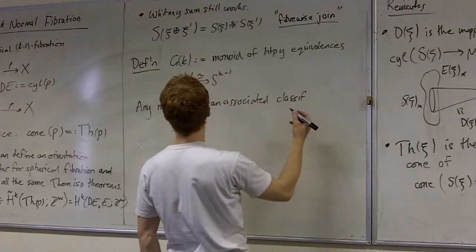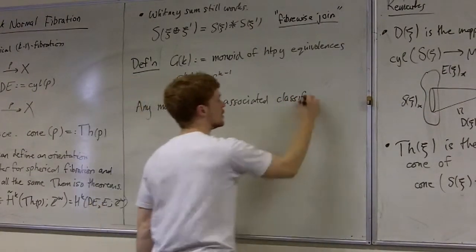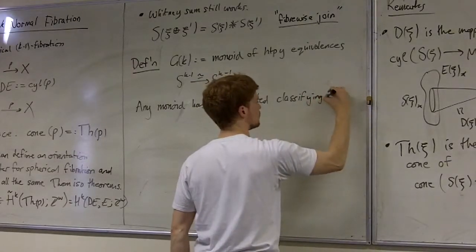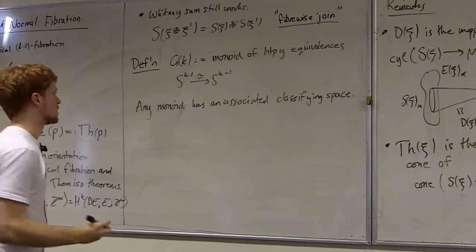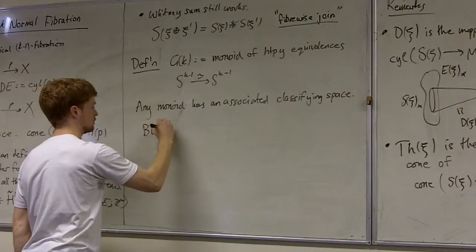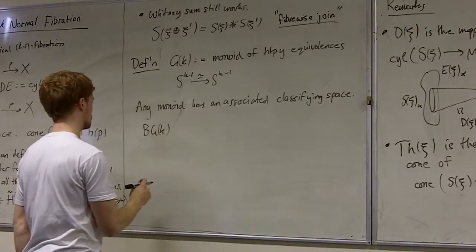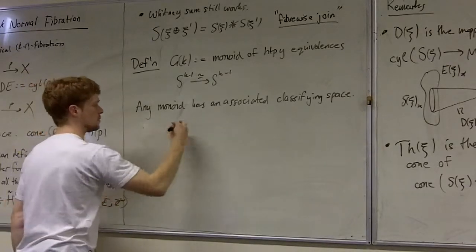So I guess any monoid. Is that true? Yes, I think it's true. Classifying space. So in particular, this one has BGK. So then, maybe in the middle. So BGK.